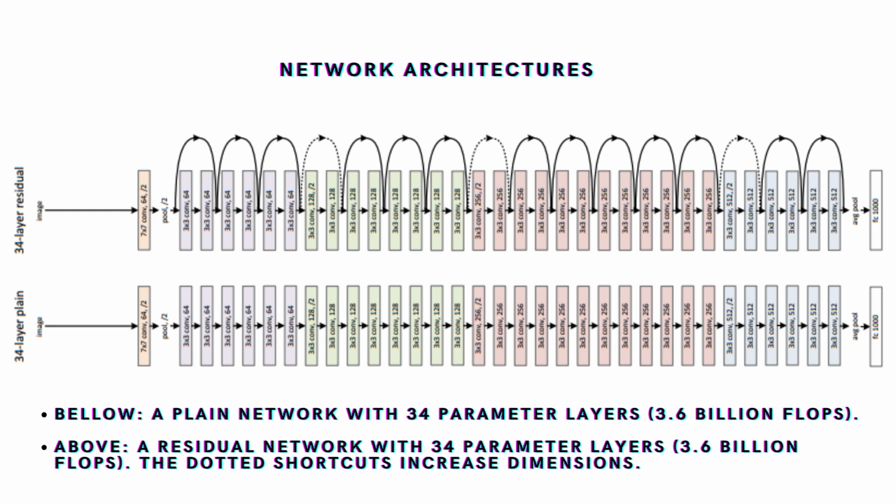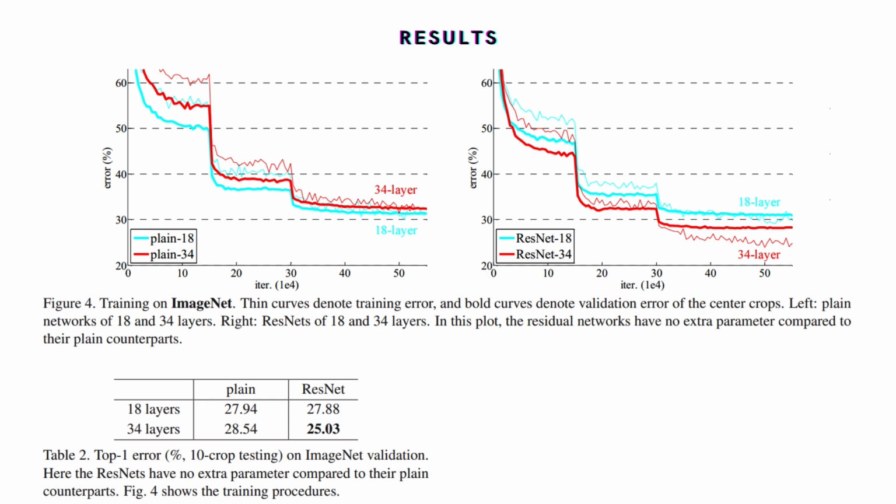The degradation problem suggests that the solvers might have difficulties approximating identity mappings with multiple nonlinear layers. With the residual learning reformulation, if identity mappings are optimal, the solvers may simply drive the weights of the multiple nonlinear layers toward 0 to approach identity mappings. In other words, if approximating identity maps is challenging, a forced approximation to 0 is applied since the input already comes through the shortcut. Now, let's analyze if this really works.